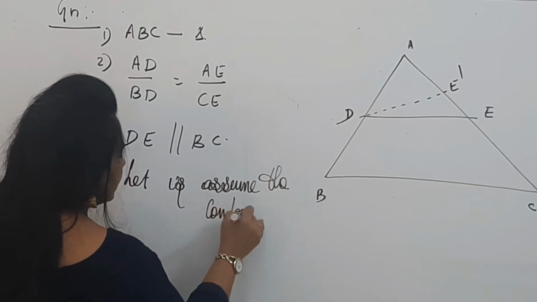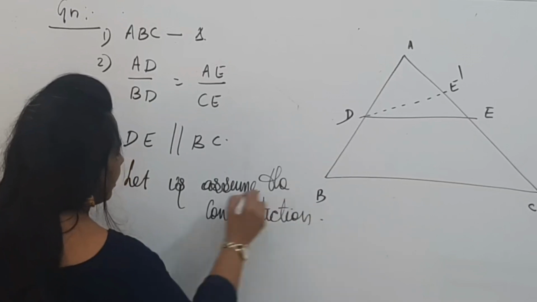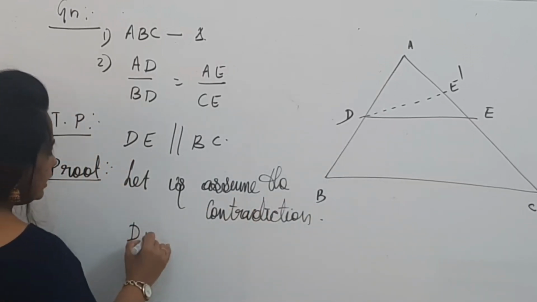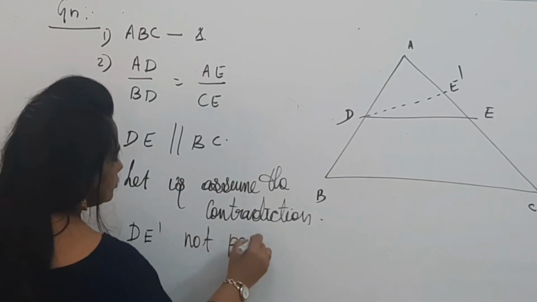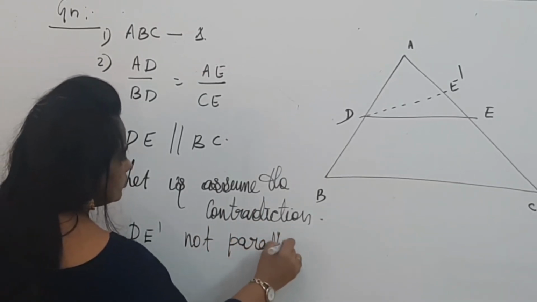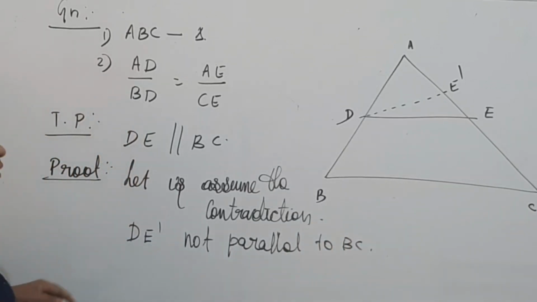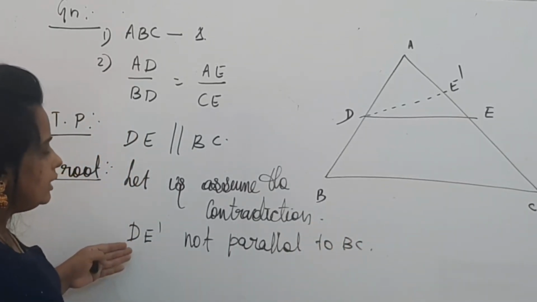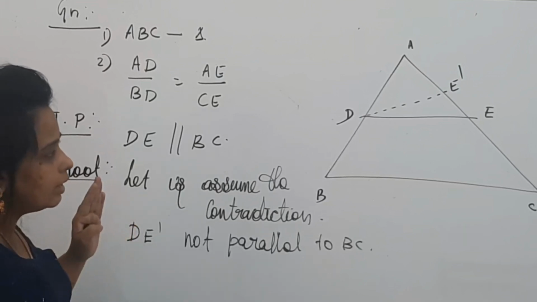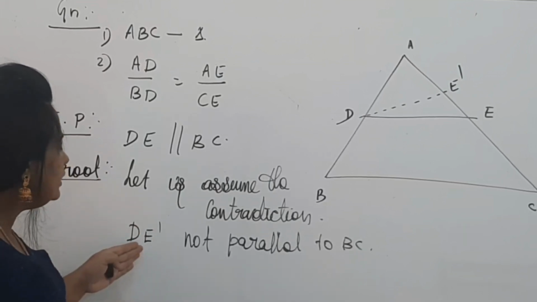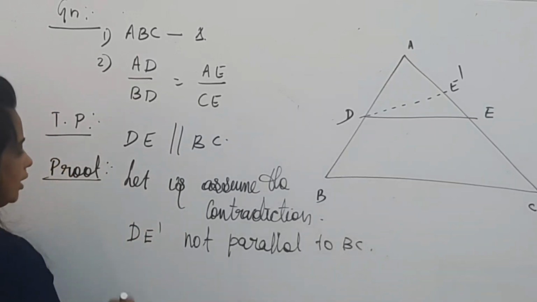So, assume the contradiction, which is, I draw the line which is not parallel. That is, DE dash is not parallel to BC. So, I draw the line such that E dash is the point where that D dash cuts the line AC, and DE dash is not parallel to BC. What will happen if it is?